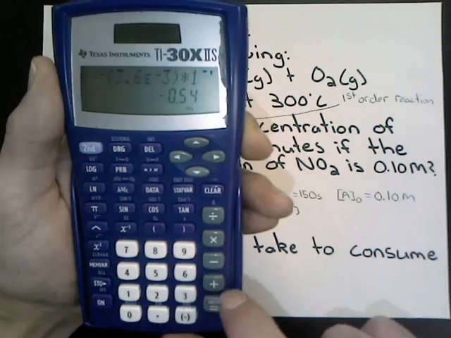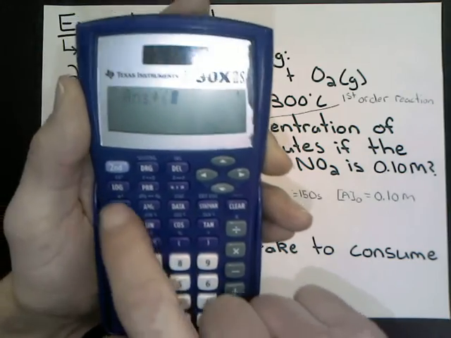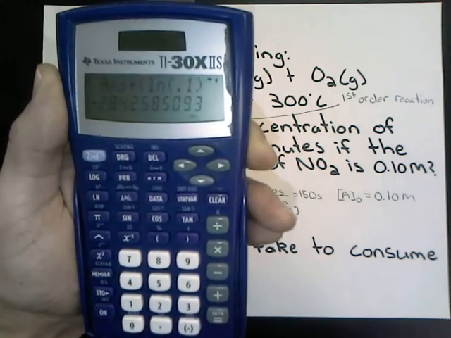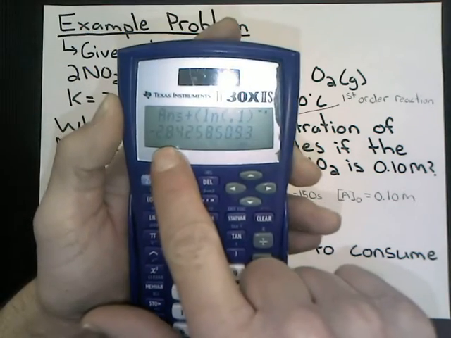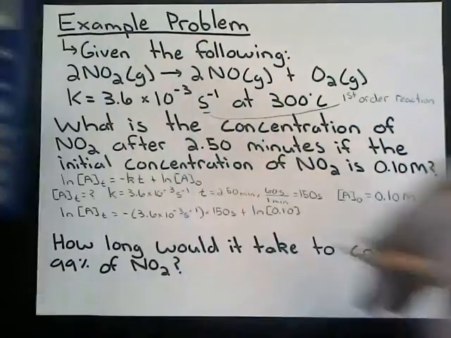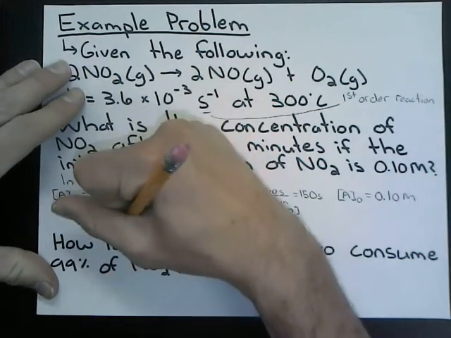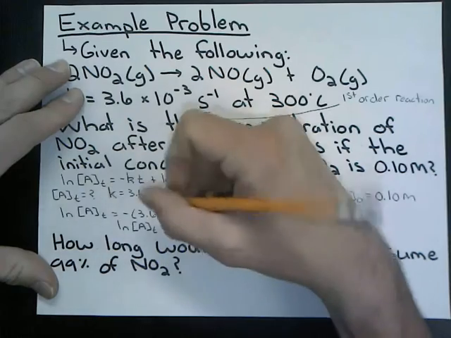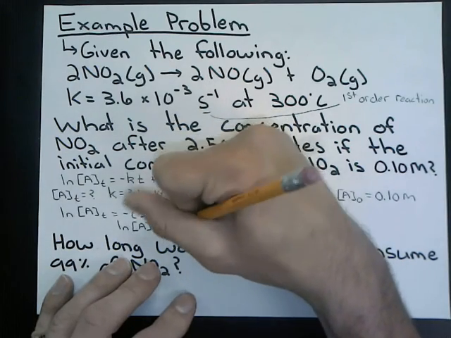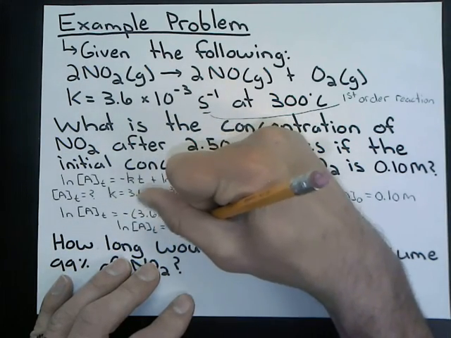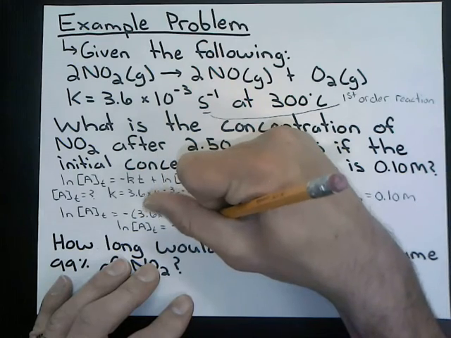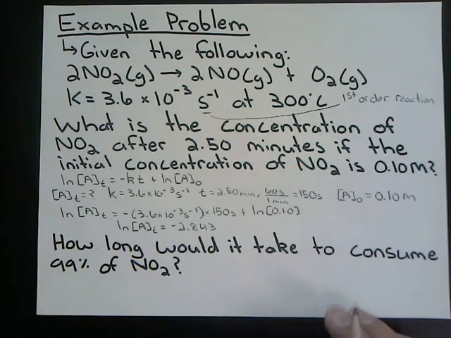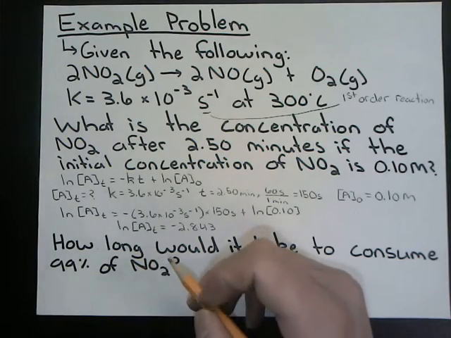I'm going to add the natural log of 0.1 to our value here, and we get a value of negative 2.843. So the natural log of A sub t is equal to negative 2.843. Now, what we need to do is get rid of this natural log business.